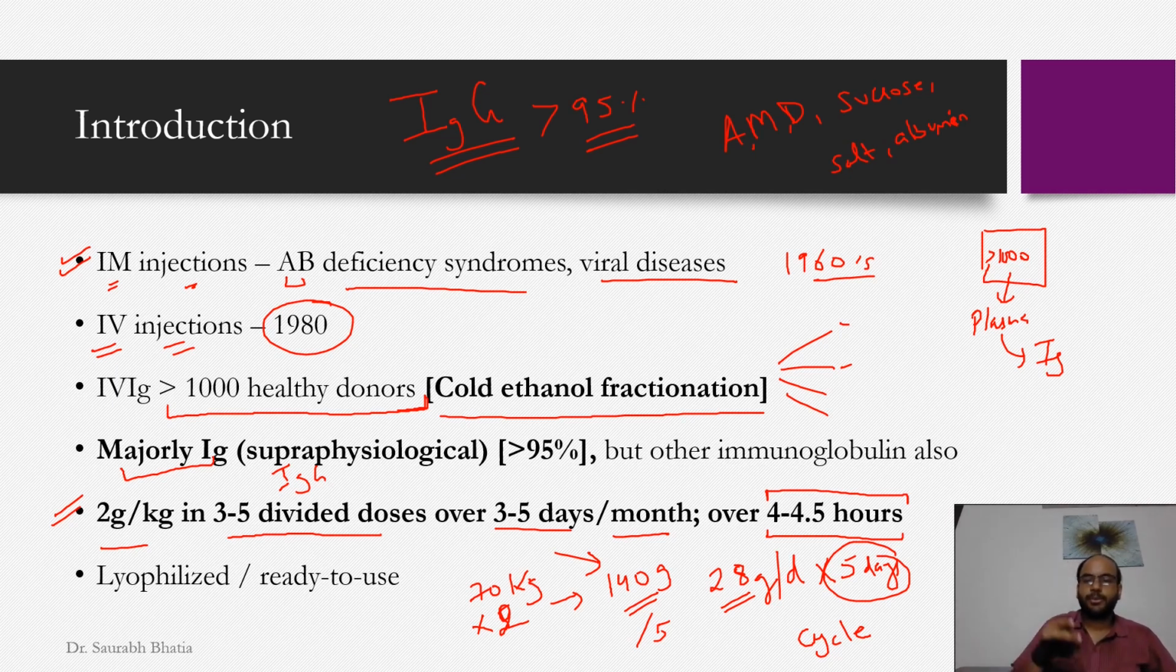So make sure that you read the insert that comes with the IVIg, so that you know what particular brand you're using and what is the correct way of diluting it. It comes in two forms: lyophilized or ready to use. Lyophilized has to be reconstituted, so it has to be made again, while ready to use can be used just out of the vial. Nowadays we mostly use ready to use, not the lyophilized one. Okay, so let's move forward.